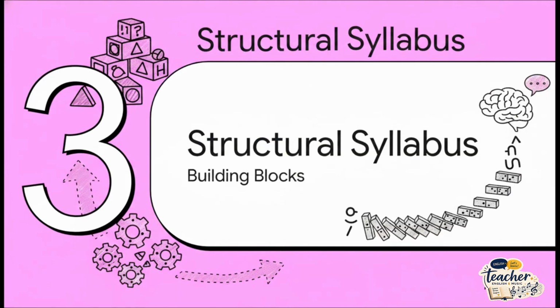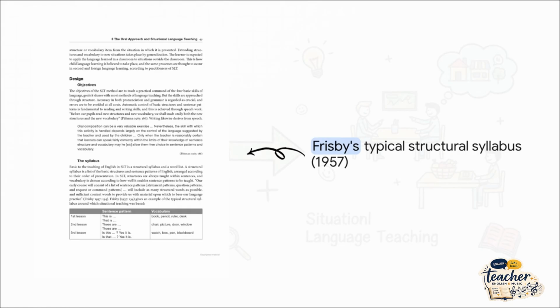Section 3, the Structural Syllabus, Building Blocks of Language. To make sure these habits formed perfectly, linguists realized they couldn't just throw random conversational phrases at students. They needed a highly controlled sequence. If you take a typical 1957 syllabus by Frisbee, for instance, you won't find a list of fun thematic topics like at the airport or ordering food. No, it's a strict structural syllabus.